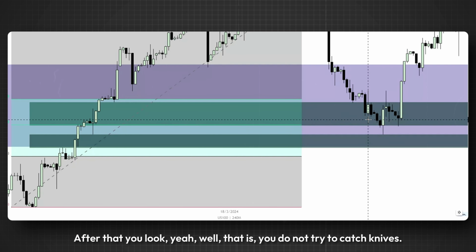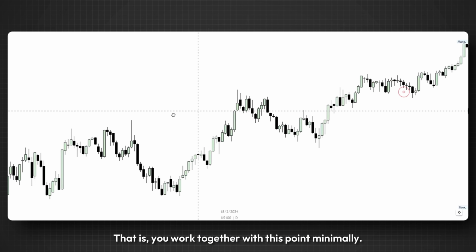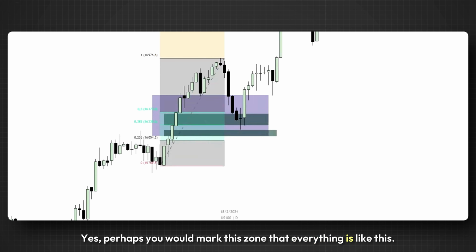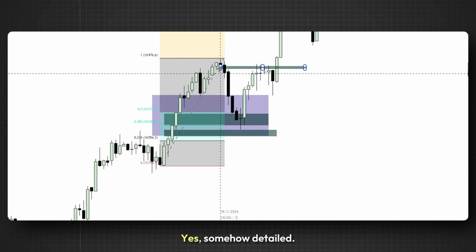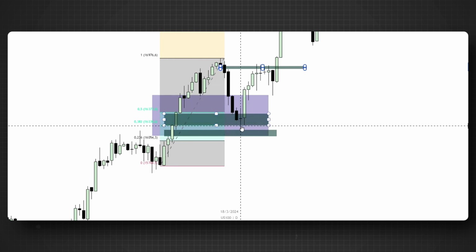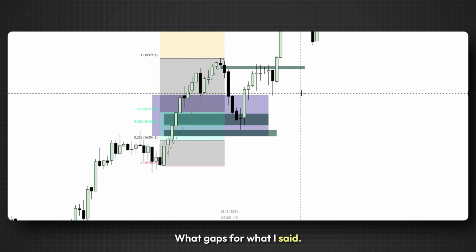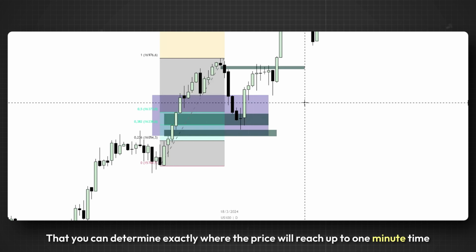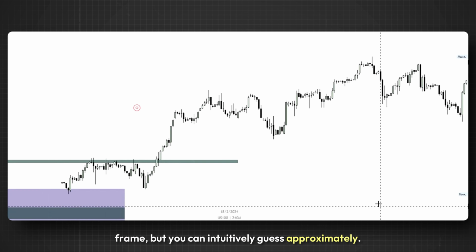After that, you look, well, you do not try to catch knives. That is, you work together with this point minimally. Perhaps you would mark this zone, that the price will reach here up to this gap. Again, you don't have full maps on hand, so you cannot determine exactly where the price will reach on the 1 minute time frame, but you can intuitively guess approximately.